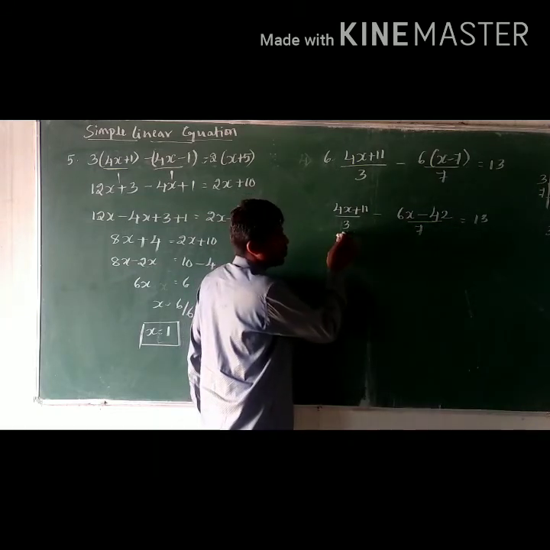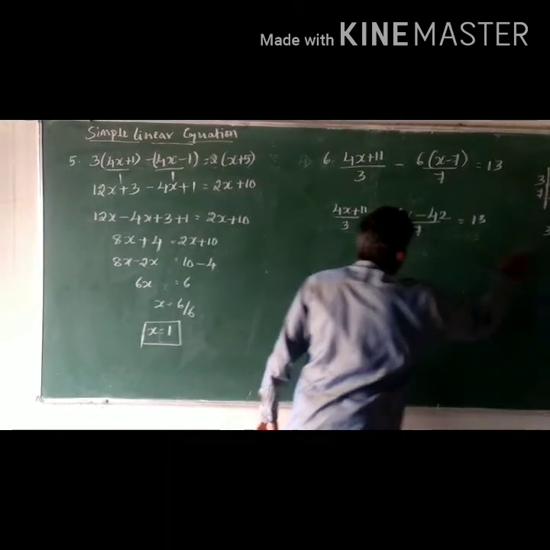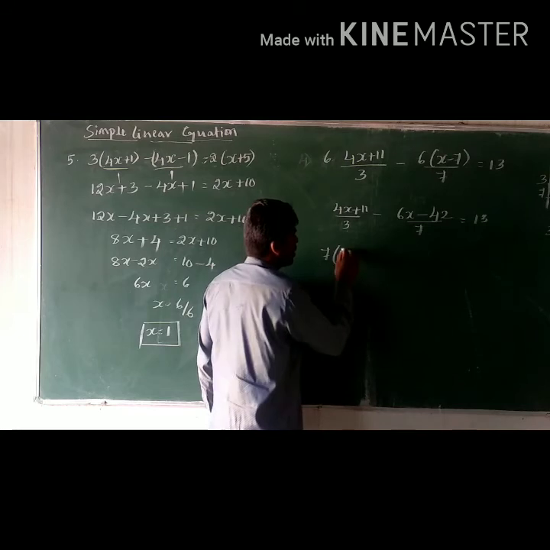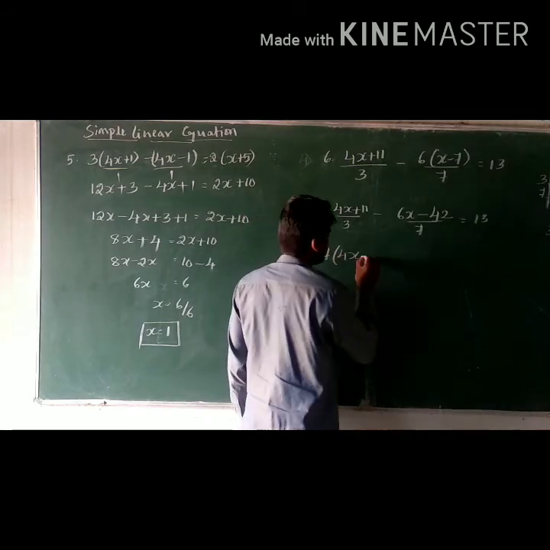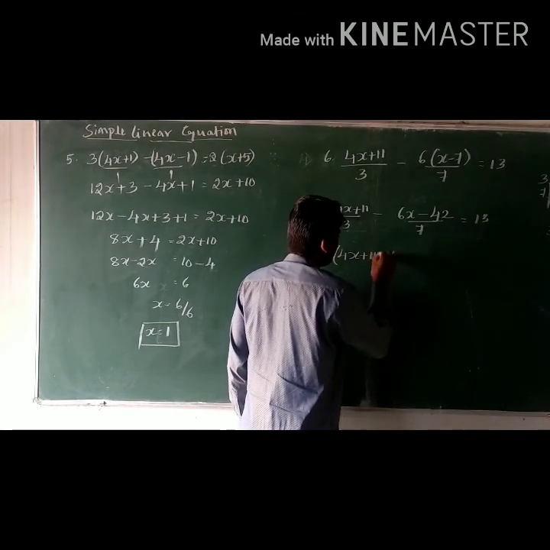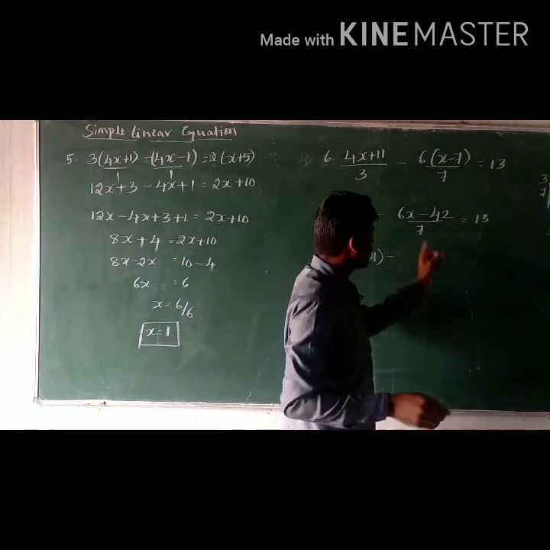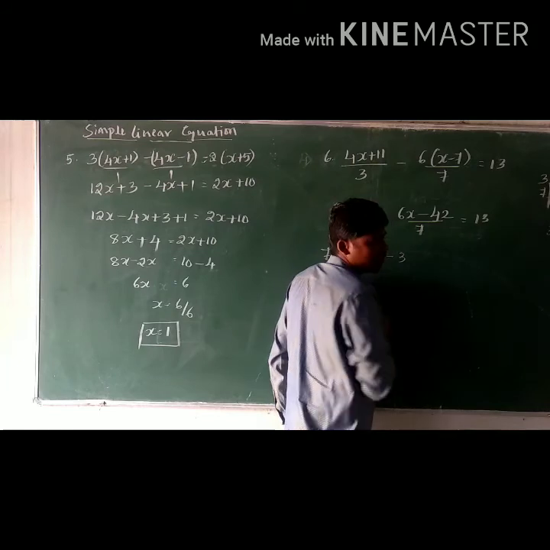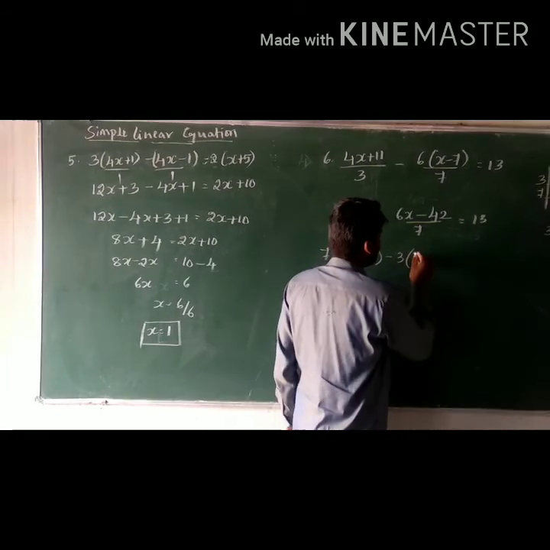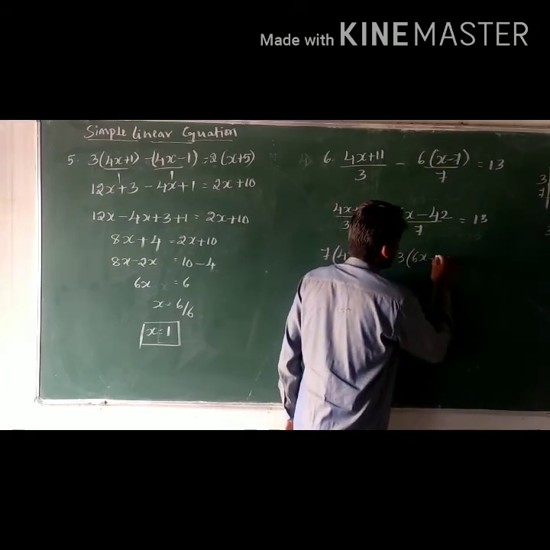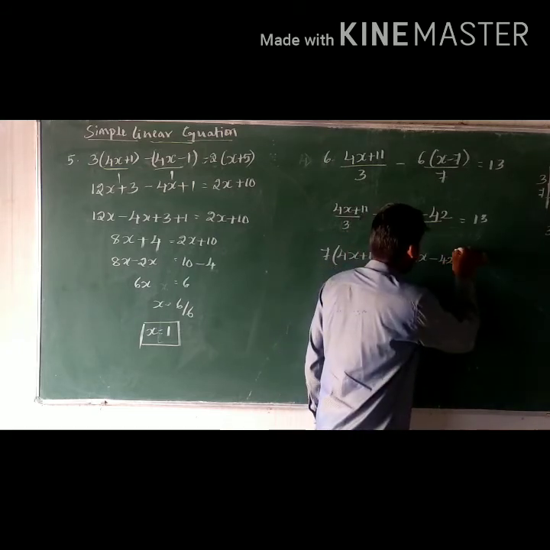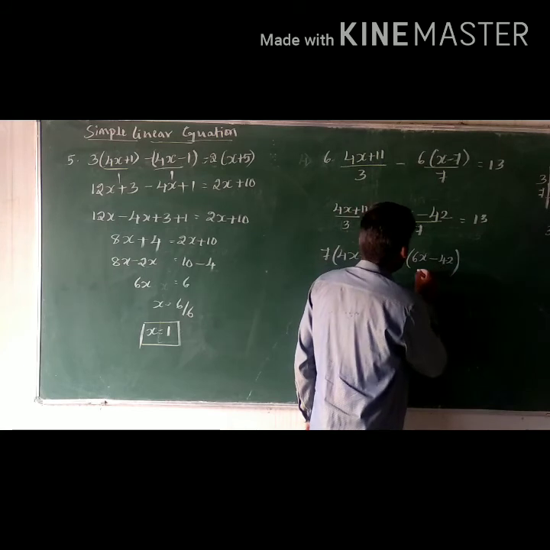Now go to this 3, we should make it 20. This 27, we should multiply with the 7, that's why 7 with the bracket. The 4x plus 11 minus, okay, this 7 should make it 21, we should multiply with the 3, that's why minus 3. Now go to the 6x minus 42.